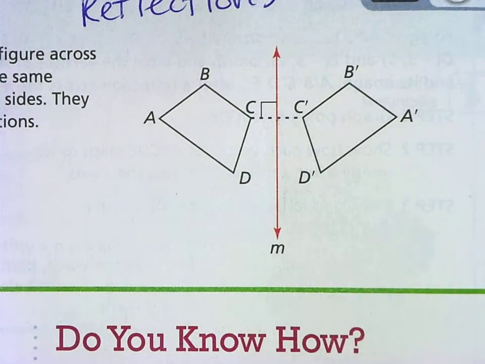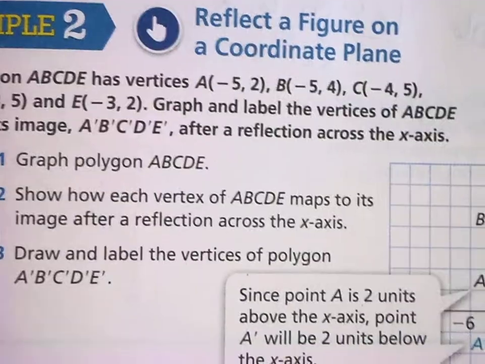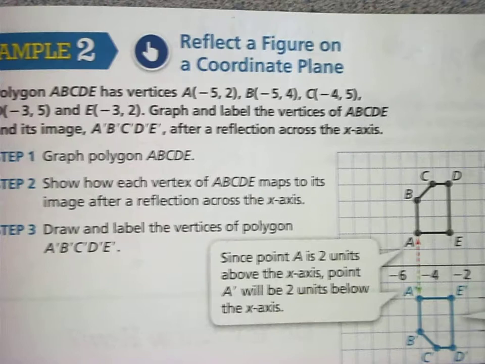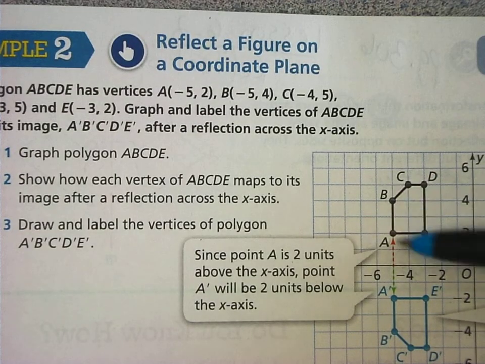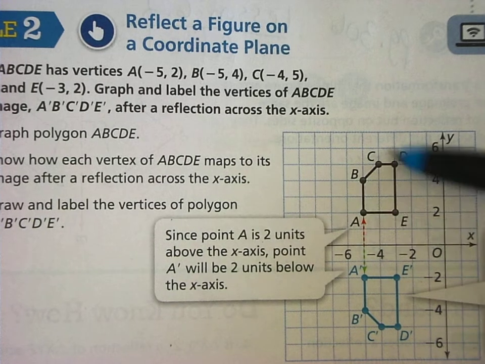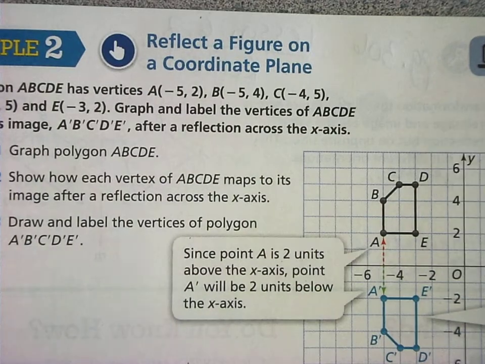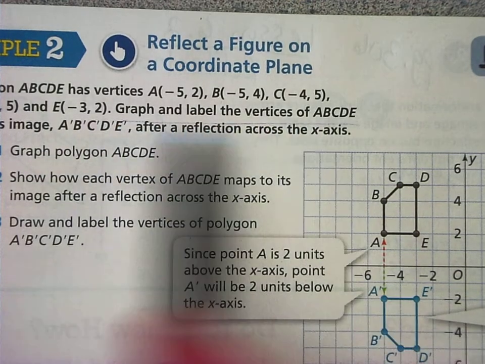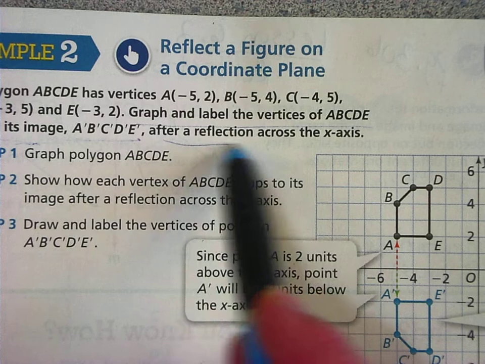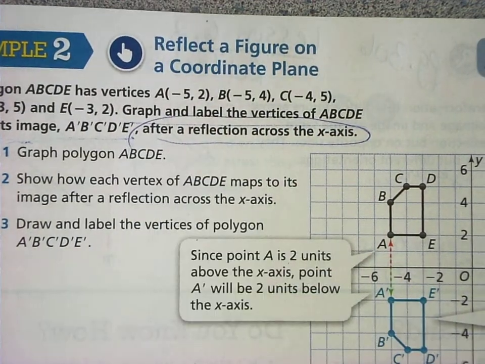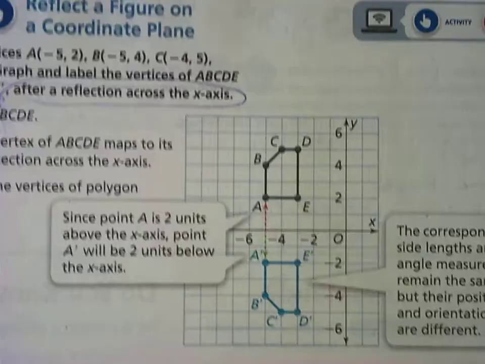Turn to page 305 and let's look at this one really quickly. Page 305, I'm at the very top. We have this polygon, ABCDE. I know this is our pre-image, the one we're starting with, because it does not have the prime symbol. This is the one you would start with, and it's saying graph and label the vertices of ABCDE and its image A'B'C'D'E' after a reflection across the x-axis. So it's asking you to reflect across the x-axis. That is your center line.